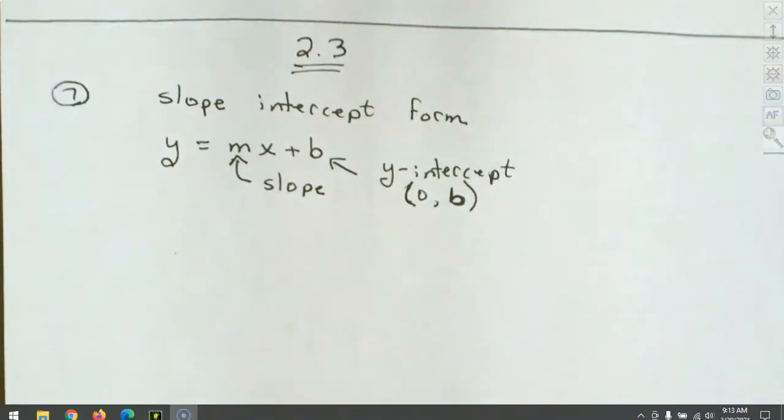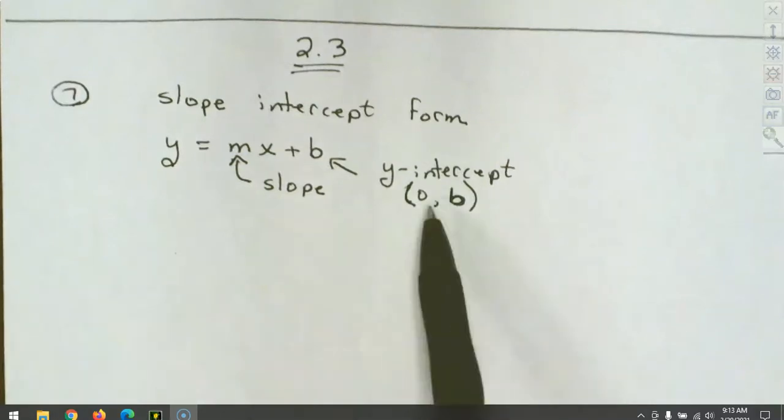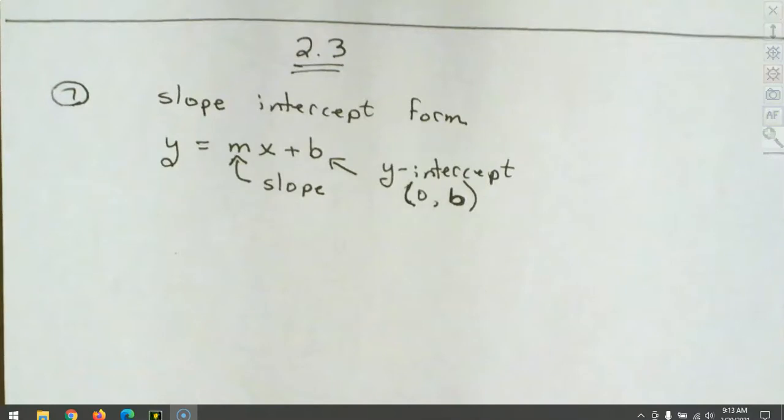So for 7 and 14, what we're doing is we're going to plug in our values. We're going to get it in slope-intercept form. Now, 7 is slope-intercept. 14 is standard. So for 14, we'll have to do an extra step. But for 7, we want it in slope-intercept.